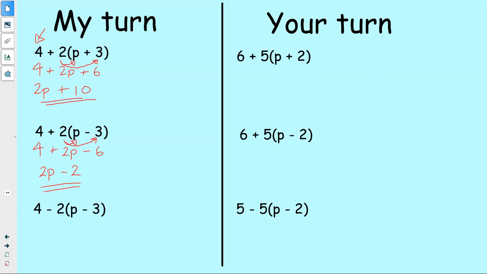Why does it become subtract 2? Because you've got a positive 4 here, and -6. 4 subtract 6 gives you your -2.